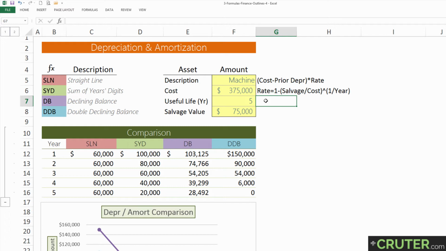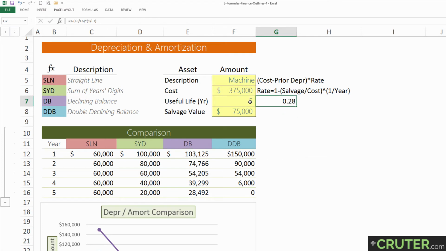So let's go ahead and type this formula now, and I'm just going to start with the rate. So let's calculate that first. So let's say 1 minus the salvage value, which is 75,000, divided by the cost, 375,000. And we're going to raise that to, like we have here, 1 divided by the number of years of useful life, which is 5. So I'm just going to reference all of these, close it up, and we get 0.28.